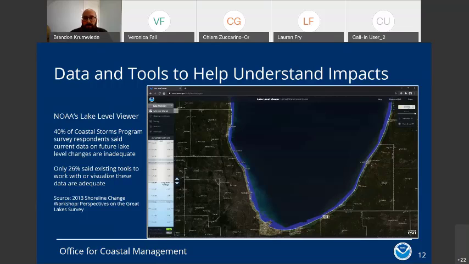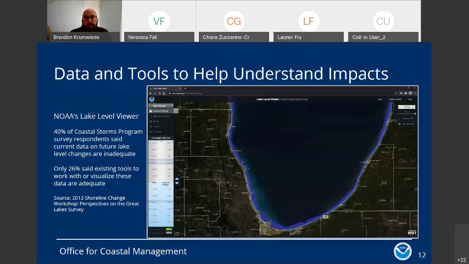And so there are data and tools available to help understand these impacts. I mentioned the 2019 Great Lakes Hardened Shorelines classification data. That is a static data set providing a baseline of what the shorelines look like at this time. But there are other tools like the Lake Level Viewer, as Chiara mentioned, where we are helping people to visualize what those impacts look like.